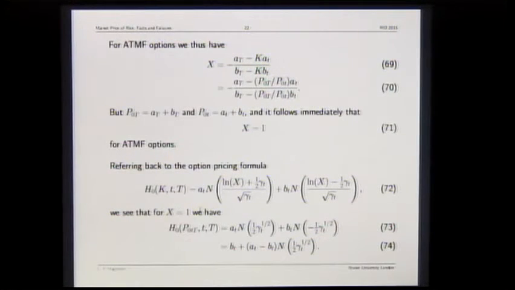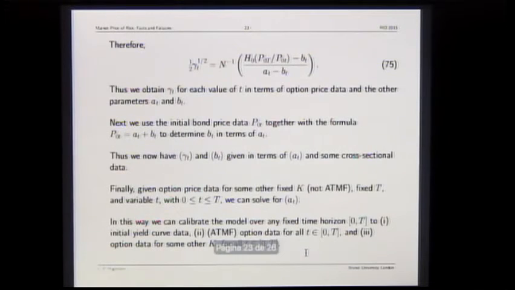And we're left with a value for the digital put option in that case that involves merely A and B and the normal distribution function valued at gamma. So what this means is that we can rearrange and solve for gamma in terms of this option price data, which we regard as given, and A and B. That's the first step. Now we've eliminated gamma. Then when it comes to A and B, A plus B is equal to the initial discount curve, so we can eliminate B. And then this allows us to express gamma entirely in terms of A.